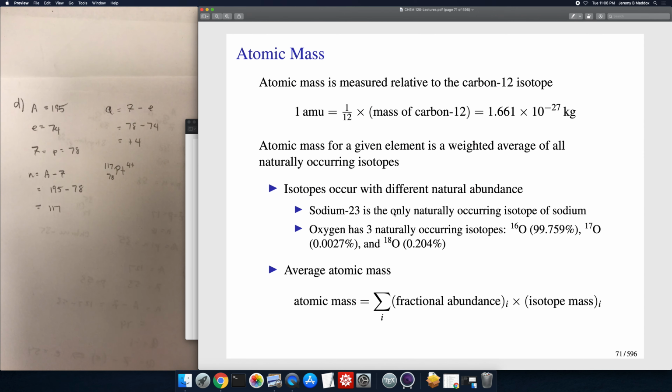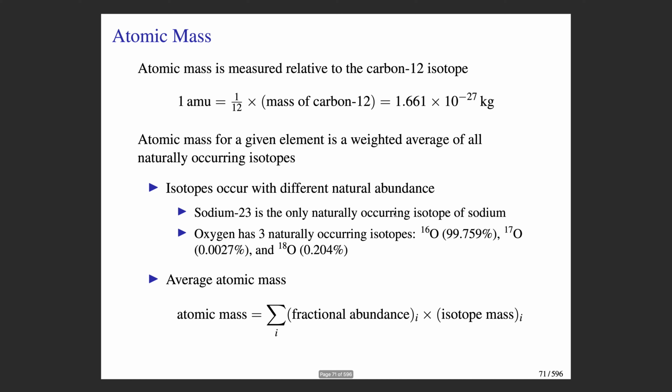Let's talk about atomic mass next. So different atoms have different masses, and in working with atoms, we typically do not use kilograms to represent atomic masses. It's just not a very convenient unit to work with. Instead, we use atomic mass units. And atomic mass units are based upon the carbon-12 isotope. The AMU is defined as 1/12 the mass of a carbon-12 isotope.